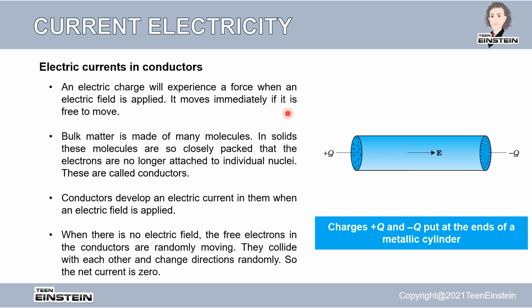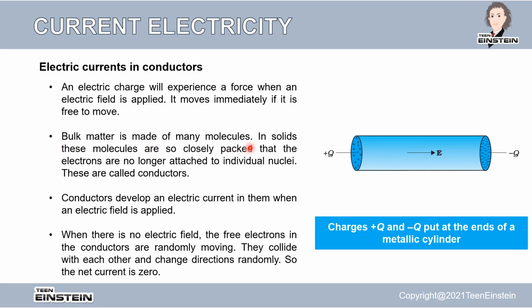Like in a conductor, there are a lot of free charges, right? If you apply an electric field in a conductor, then what happens? The charges will move. This is what we talked about in the previous lecture also. When we keep a metal or a conductor in an electric field, we saw that the charges will move to opposite directions and it will create an internal field. So the same thing happens here. If you keep a conductor in an electric field, the charges will move if they are free to move.